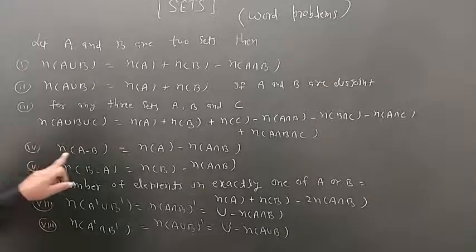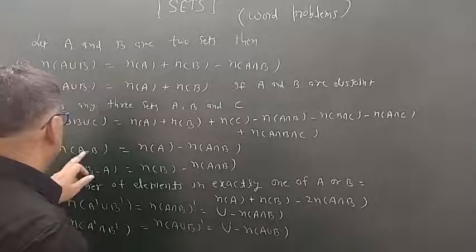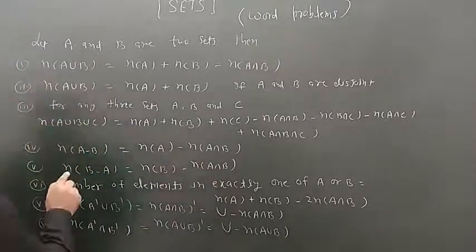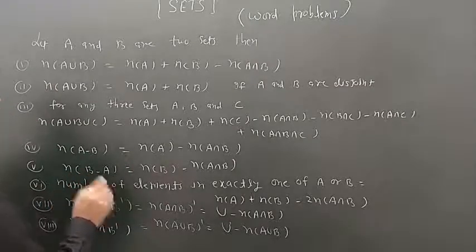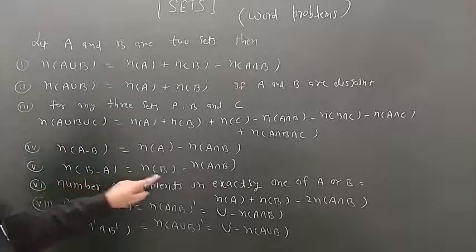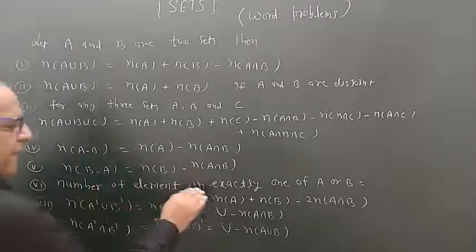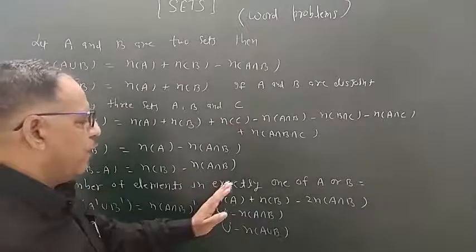So here n(A minus B), the number of elements in set A but not in B, is equal to n(A) minus n(A intersection B). This shows that the number of elements in set B but not in A, or in set B only, is n(B) minus n(A intersection B). Next, the number of elements in exactly one of A or B.